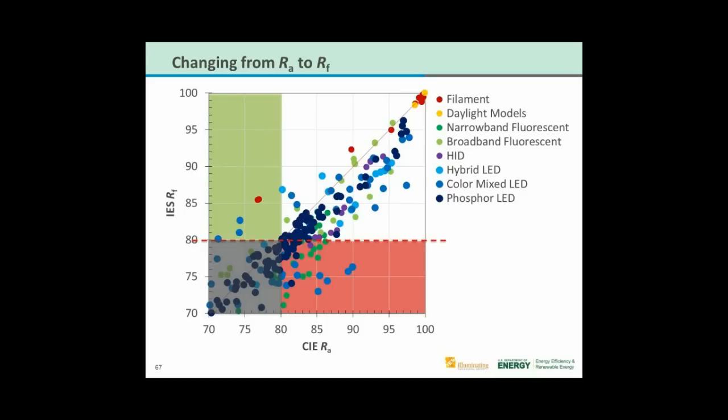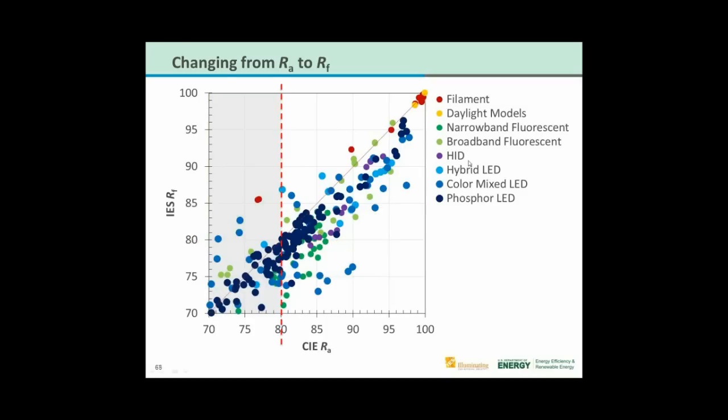But it becomes a question of, should every source that previously met the criterion still meet it? Or do we trust that the new method is actually a more accurate representation? Maybe those sources shouldn't have met the criterion. We can look at this again, changing the thresholds a bit. So if we go from CIE-RA of 80 to an RF of 75, we change the shape of those areas that are changing the sources.